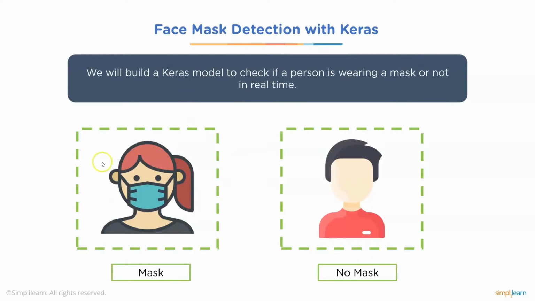So we're going to dive into something a little bit more fun. We're going to do a face mask detection with Keras. We're going to build a Keras model to check if a person is wearing a mask or not in real time. And this might be important if you're at the front of a store.